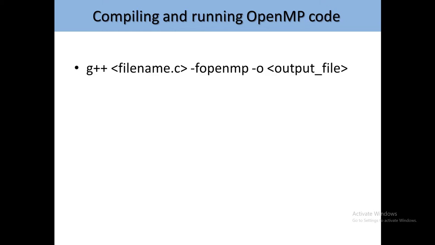Now, how to compile and run the OpenMP code? This statement you have to execute while running the OpenMP code: g++ followed by the file name with .c or .cpp or any other language extension that you are going to use, followed by -fopenmp, then -o, followed by the output file name.